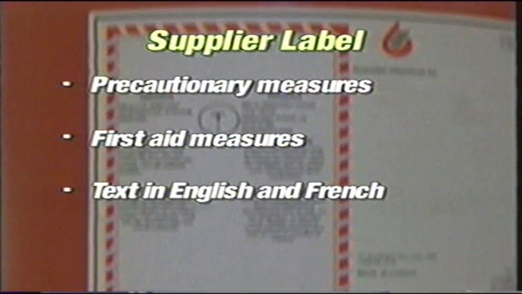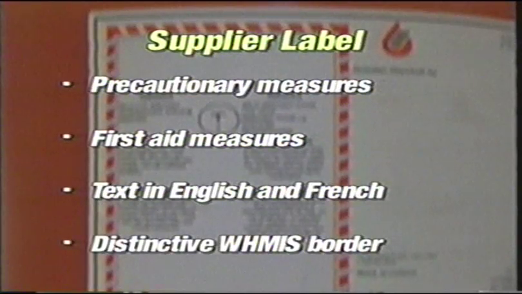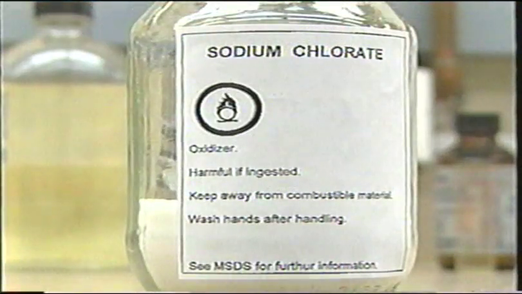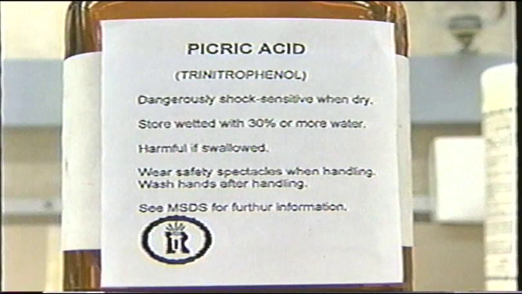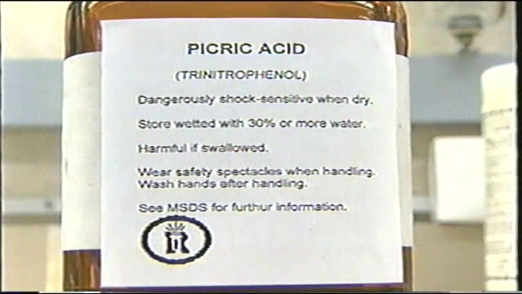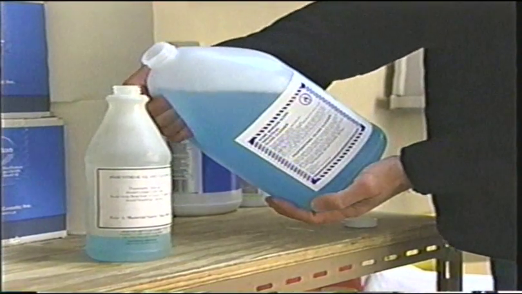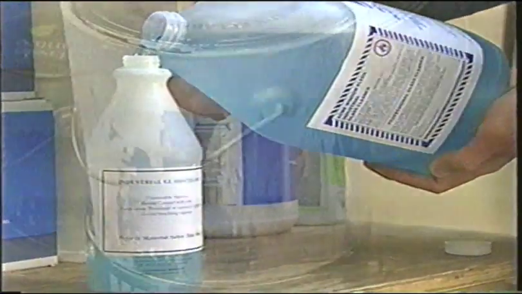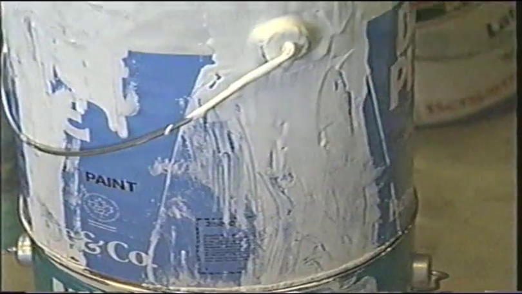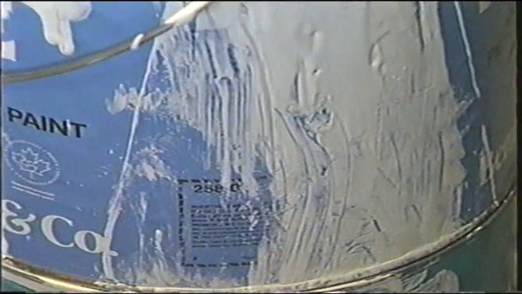The text must be in English and French, and finally, the label must have a distinctive WHMIS border. The other common WHMIS label is the workplace label. It must appear on all controlled products manufactured in the workplace and on controlled products that are transferred from the supplier's container to a worksite container. This label can also be used to replace a supplier label that has been damaged or is no longer legible.